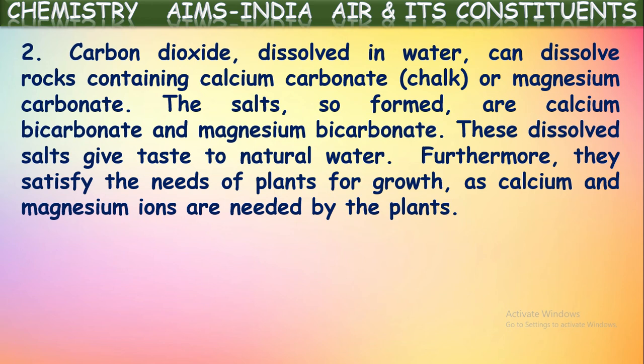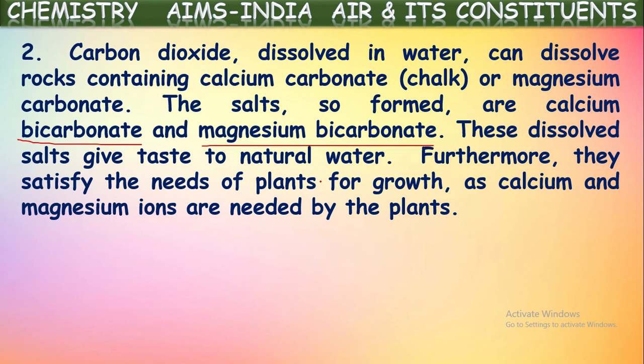Carbon dioxide dissolved in water can dissolve rocks containing calcium carbonate or magnesium carbonate. The salts so formed are calcium bicarbonate and magnesium bicarbonate. These dissolved salts give taste to the natural water. Carbon dioxide fairly dissolves into water. This dissolved carbon dioxide will react with metal carbonates like calcium carbonate, that means chalk, limestone we say, and magnesium carbonate. These metal carbonates on reaction with carbon dioxide convert into metal bicarbonates, that means calcium bicarbonate and magnesium bicarbonate are formed. These dissolved bicarbonates give certain taste to the natural water.